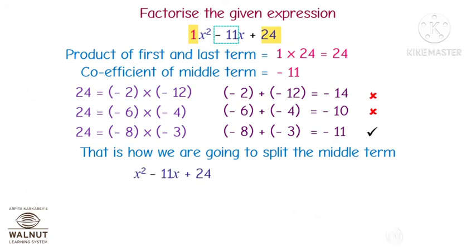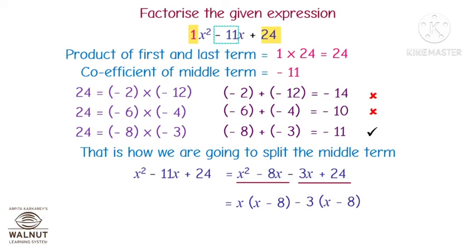Therefore, x square minus 11x plus 24 is equal to x square minus 8x minus 3x plus 24. Taking out the common factors, we get x into bracket x minus 8 minus 3 into bracket x minus 8, which is equal to x minus 8 into x minus 3. Here again, you can check your answer in rough work by actually multiplying the factors and see if you again come to the original expression in the question. Let's take a look at another one.